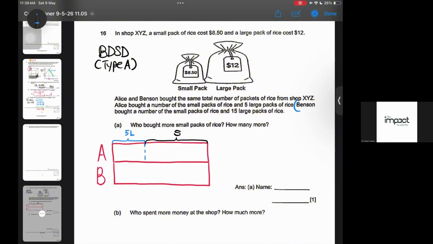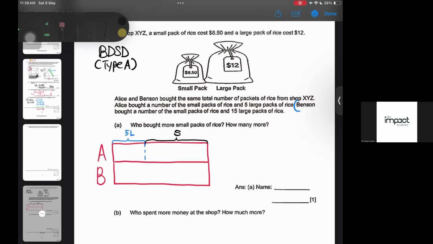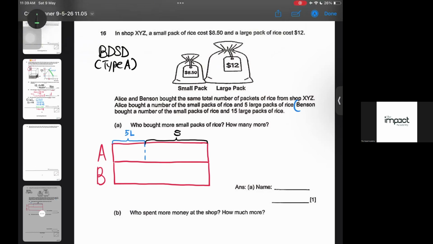Benson, you a bit weird. Why you don't want to tell me how many small? Benson decided to say what? I bought what? Number. Benson, you stay back later. You write lines. Why you don't want to tell us? Benson bought a number of what? It's a secret. Small pack of rice.